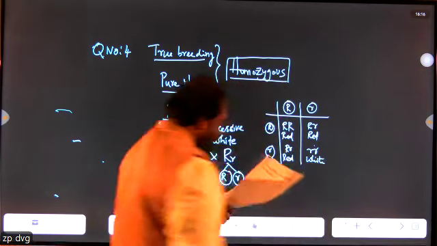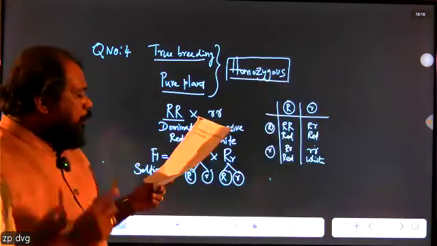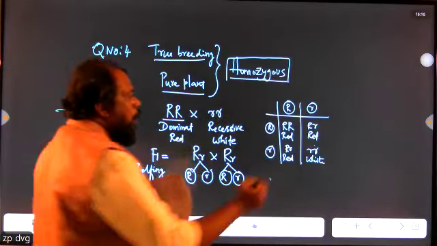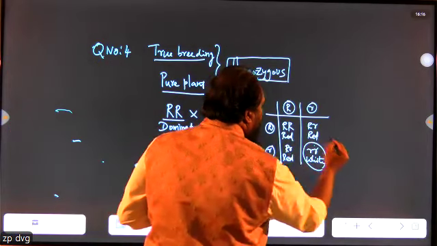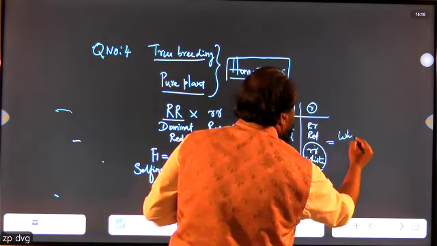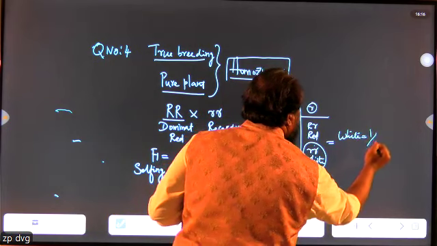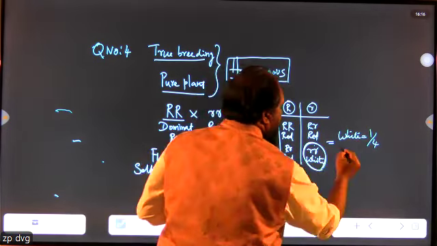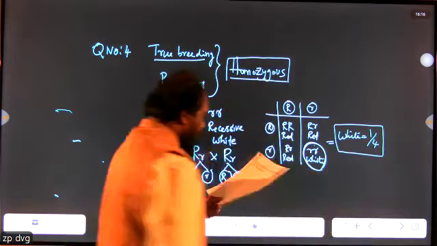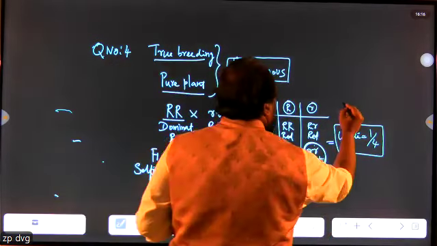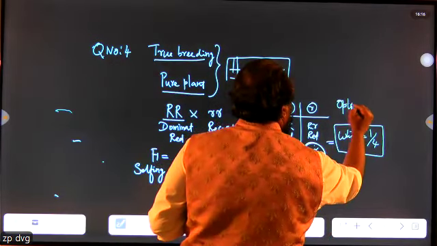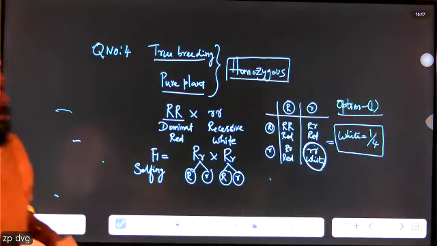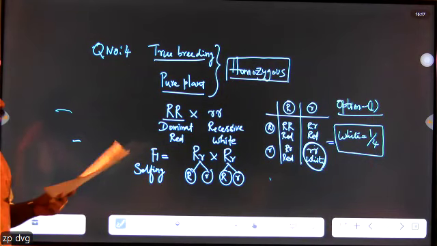So what is the question? The proportion of plants producing white flower in the progeny would be. So how many out of 4? White would be, hope you remember, 1/4 out of 4. How many white color plants will be there? 1. So white will be 1/4. So what is the correct option here? Here the correct option is option 1. Option 1 is the correct option. White is equal to 1/4.